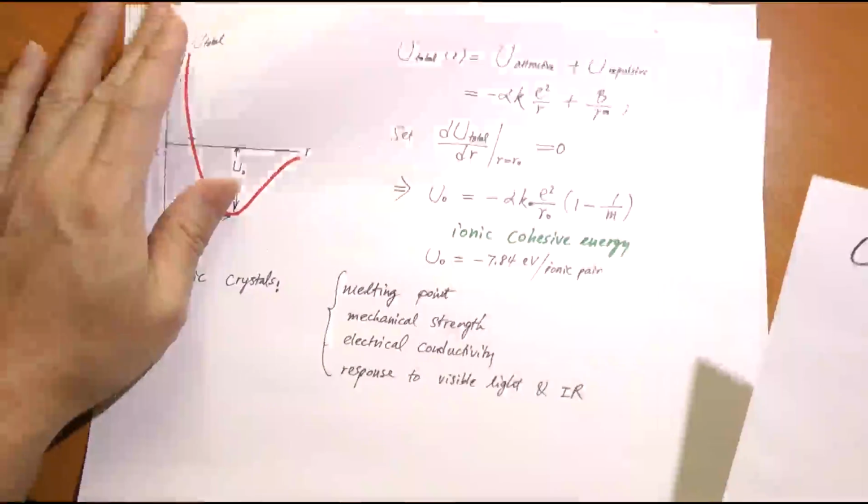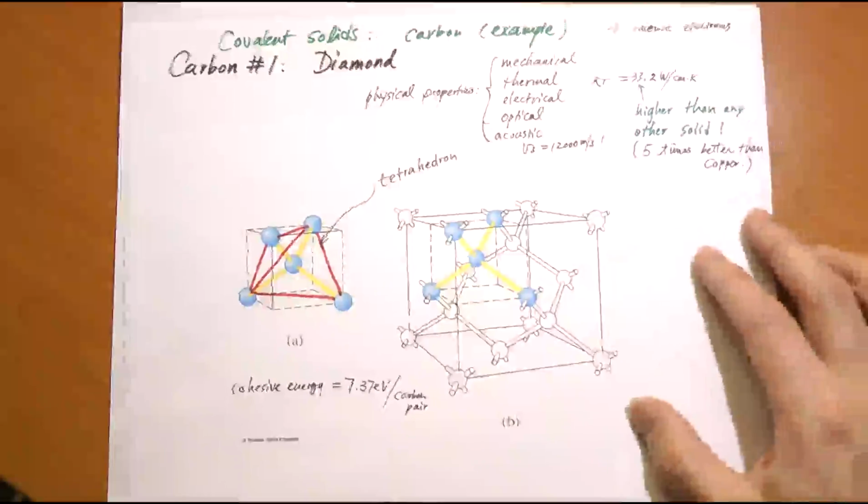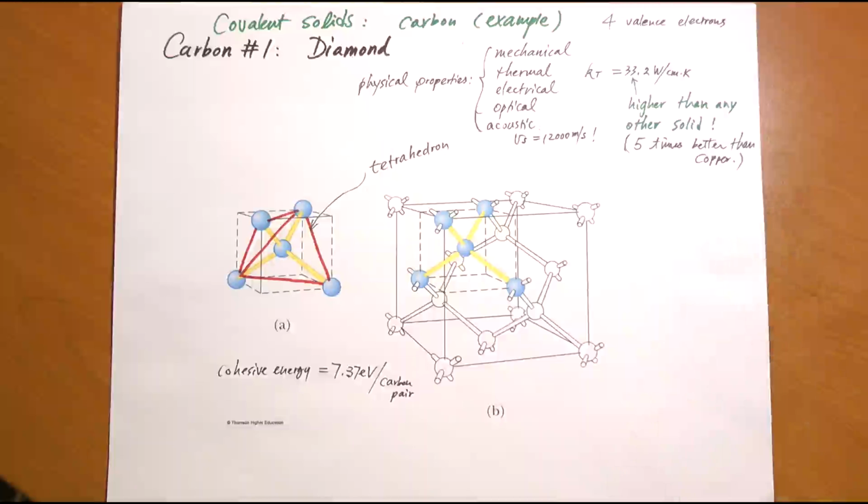Carbon is one of the most important elements in nature. Our life on this planet is carbon-based. It's largely because of the versatility of the carbon bond. Carbon has four valence atoms, 4 valence electrons, I should say.